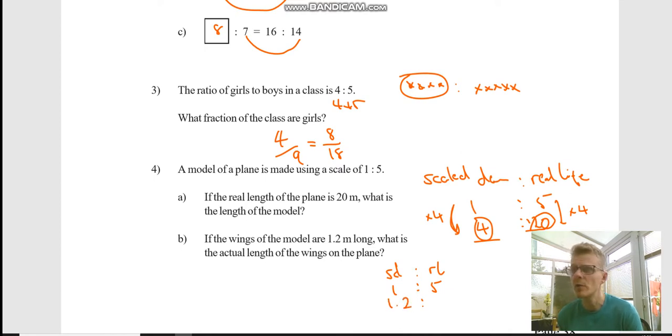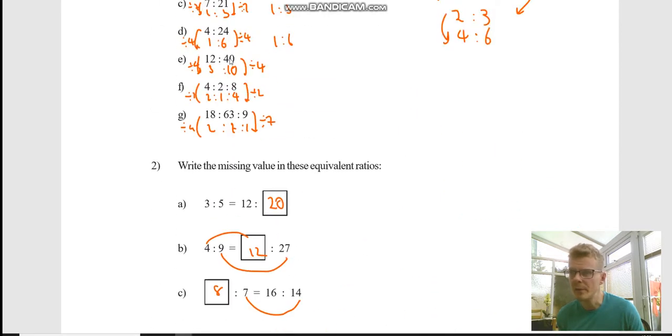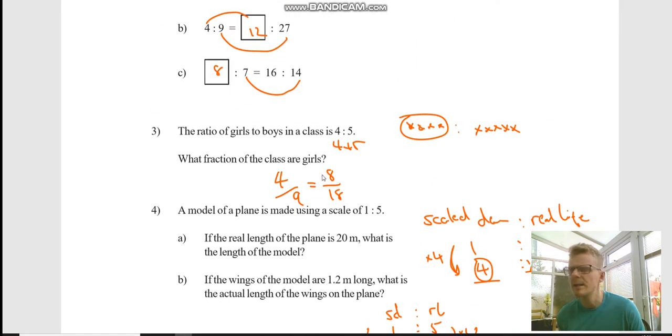Now we know we got to the 1.2 by multiplying 1 by something, which of course is 1.2. So now we're going to have to do the same to find the real life, so times that by 1.2 as well in the same proportion. So 5 times 0.2 is 1, and 5 times 1 is 5, so add the 2 together and we get 6.